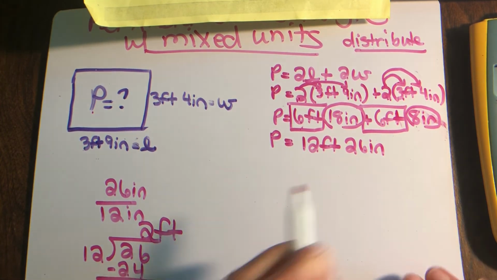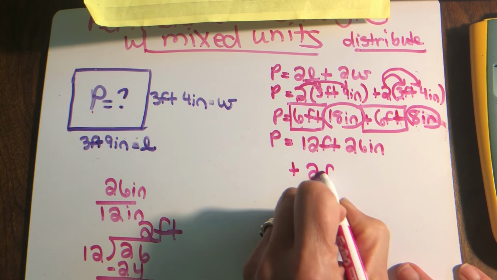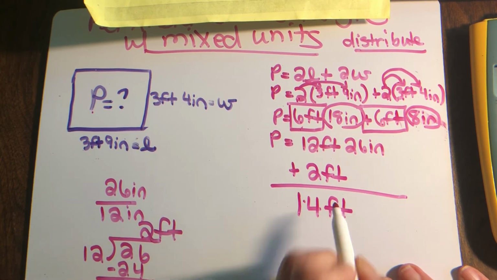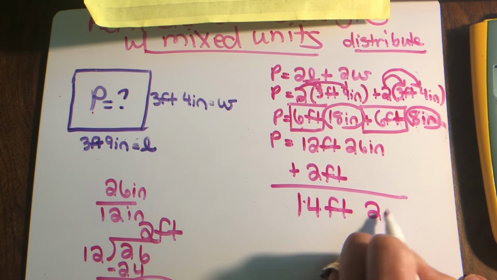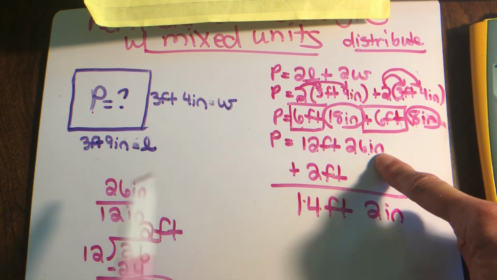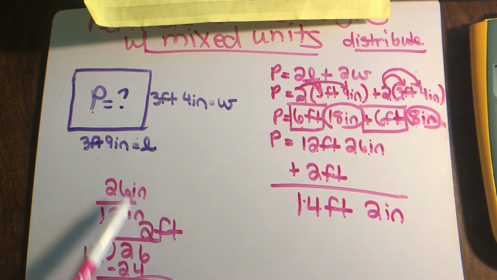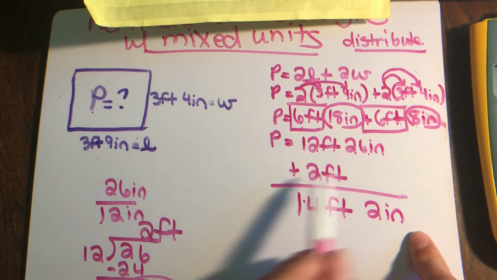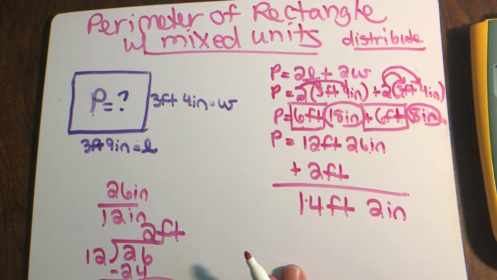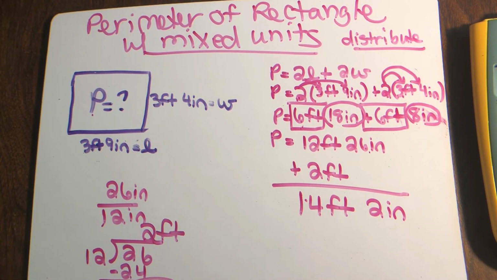Now I got to come back over here. So I want to add my 2 feet back. That makes 14 feet and my 2 inches left over. Not that. I use that over here to make the conversion. So this is a long problem, and it's really a pain to do them, just to be honest. But we just need to be prepared for stuff like that.